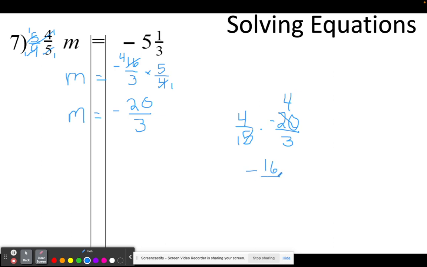3 times 1 is 3. Well, we already did this. We know that 5 1/3 equals 16 thirds. I can turn it back. How many times is 3 going into 16? That's 5 times with 1 left over. So yes, my correct solution is m equals negative 20 thirds.